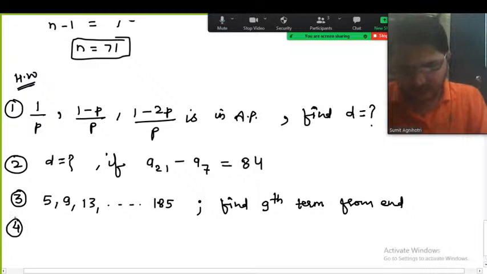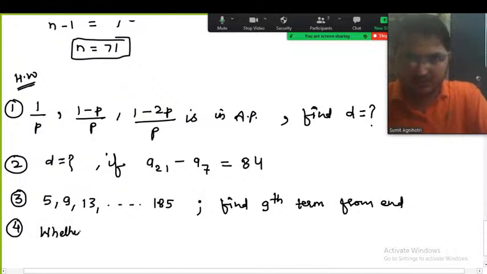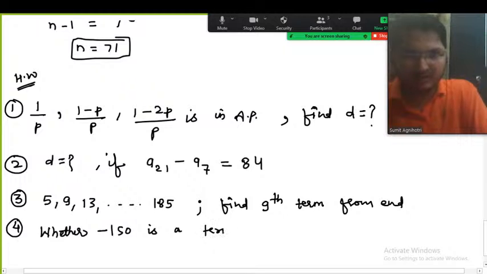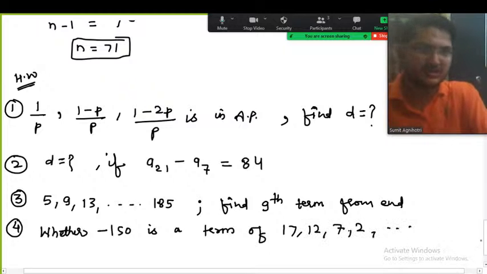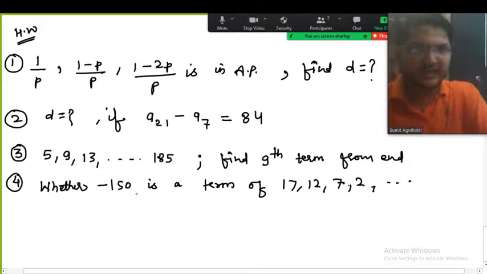Okay. Now one more question is there, and they want you to find whether minus 150 is a term of 17, 12, 7, 2, and so on. You are supposed to figure out whether minus 150 is a term or not.